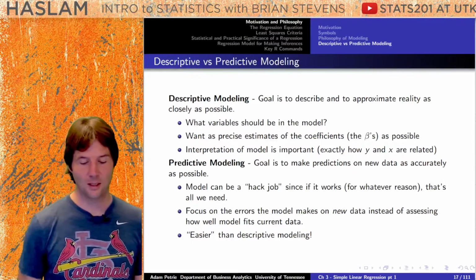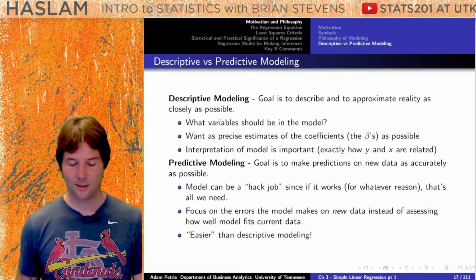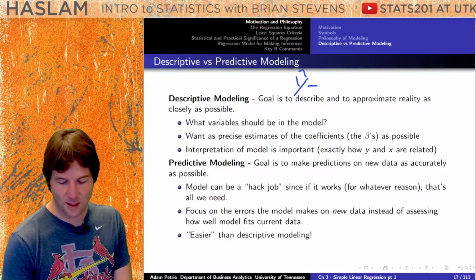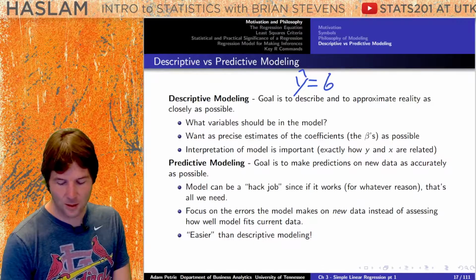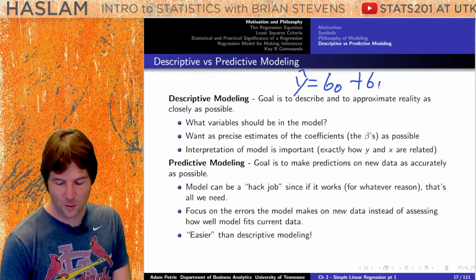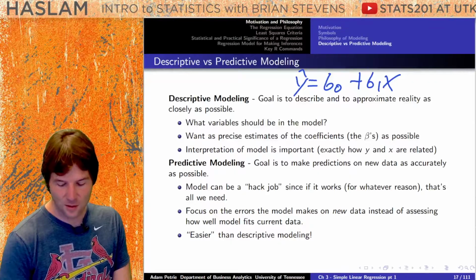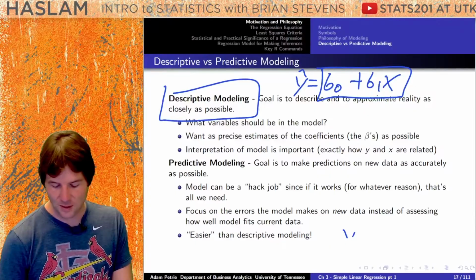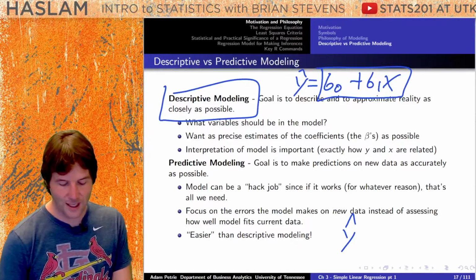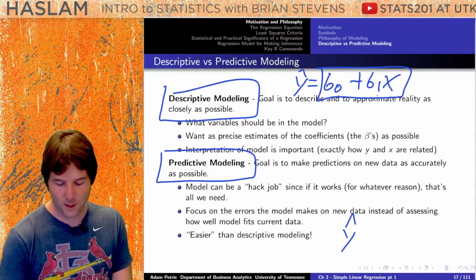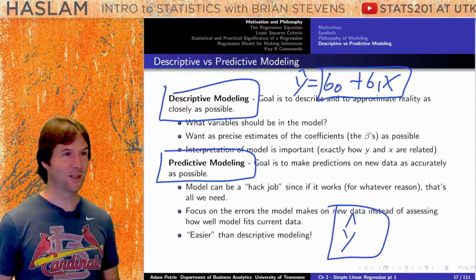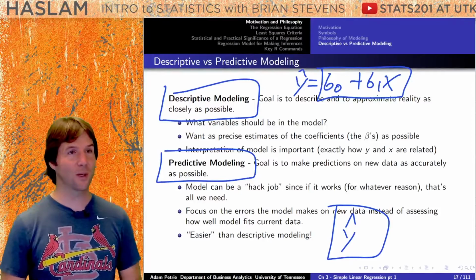So we go back to the idea of descriptive and predictive modeling. Remember, descriptive modeling is going to focus more in on the right side of the equation, B0 plus B1x. The descriptive side is over here on the right. The predictive side is easier because it's just the y-hat side, the predicted part of the model. So that's just, how does the model predict? Does it predict good? What percent of variation did we explain?